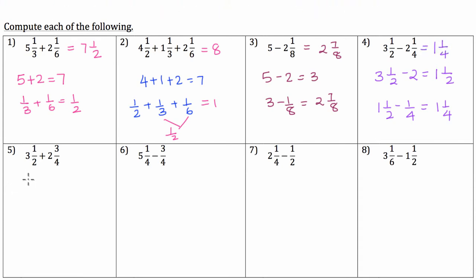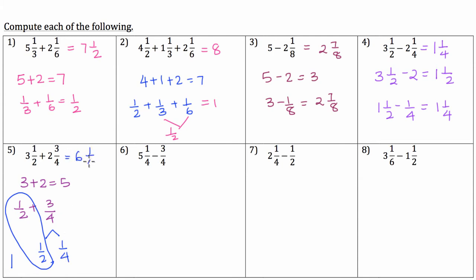The next problem is 3 and a half plus 2 and 3/4. So let's add up the wholes. 3 plus 2 equals 5. And now let's take the fractional parts. Half plus 3/4. How do we add this? We know that 3/4 is made of half and 1/4. And if we add together these halves, we get a 1. And we have this 1/4 left over. So we have 5 plus 1, 6, and a 1/4. So that is 6 and 1/4.